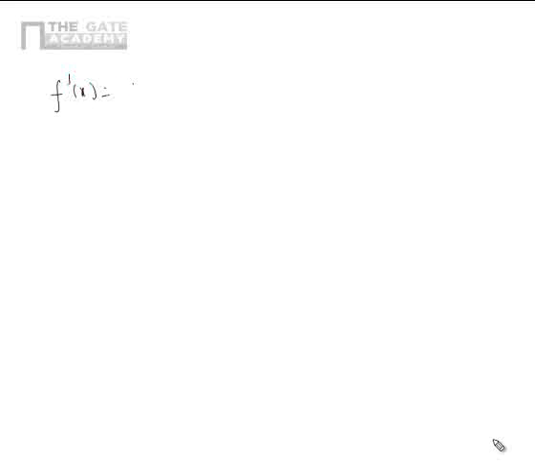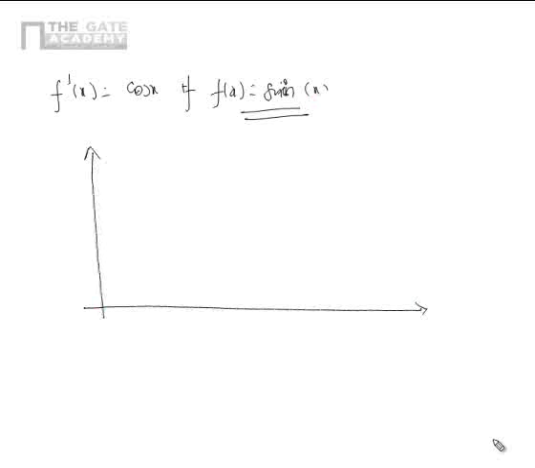This is just seeing graphically how to find the graph of f dash of x, which is cos x if f of x is sin x. This we saw graphically, and we made a few important observations. Now let us do some graphical analysis for a general function.